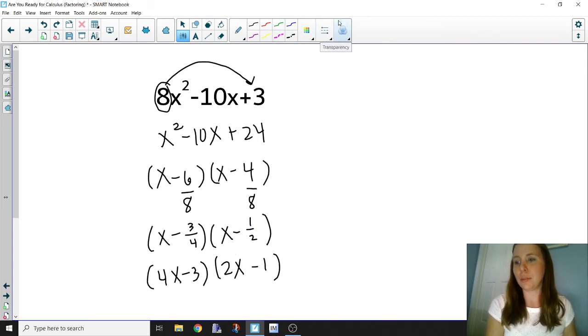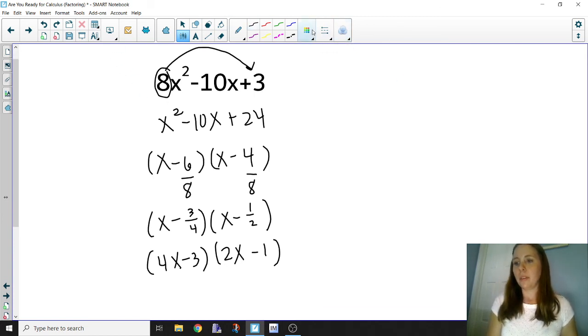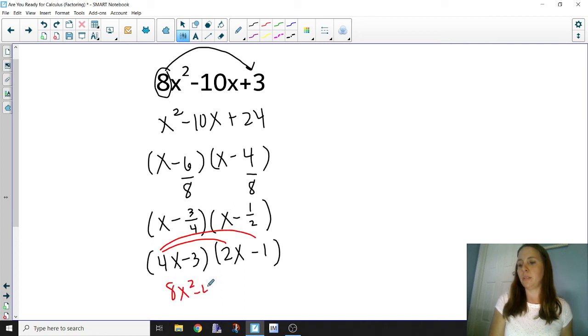Watch this. I'll scroll down a little bit. Let me grab my red to check. If I distribute the 4x through the 2x minus 1, I get 8x squared minus 4x. If I distribute the negative 3 to the 2x minus 1, I get negative 6x plus 3. And when I combine my like terms in the middle, I end up with 8x squared minus 10x plus 3, and that's what I started with. So this is the correct answer.